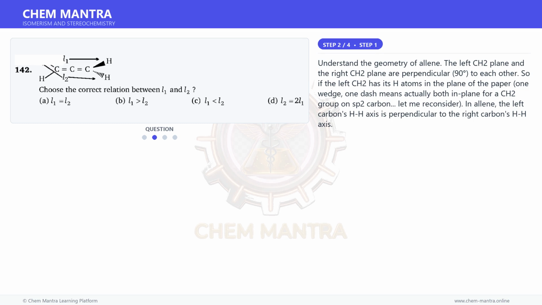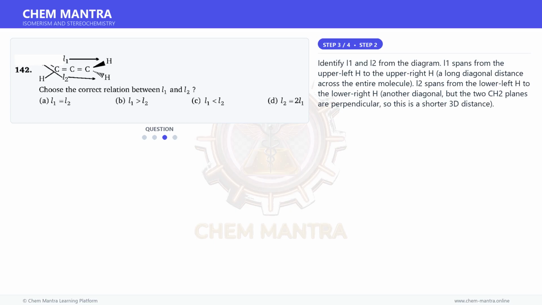Moving on to the next step. Understand the geometry of allene. The left CH2 plane and the right CH2 plane are perpendicular, 90 degrees, to each other. So if the left CH2 has its H atoms in the plane of the paper, one wedge, one dash means actually both in plane for a CH2 group on sp2 carbon. Let me reconsider. In allene, the left carbon's H-H axis is perpendicular to the right carbon's H-H axis.